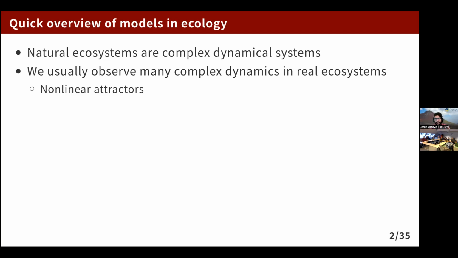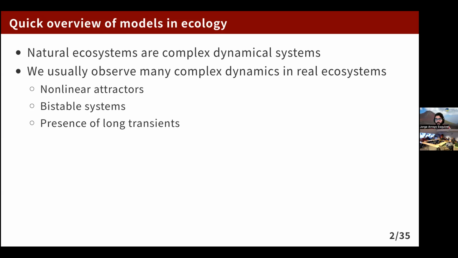There's a lot of nonlinear attractors. There are bistable systems, which in ecology we call alternative stable states. There are long transients. Here, a transient may last for decades, and maybe we're only sampling for one or two years, so we're not able to discern between a long transient and an attractor in our dynamics.